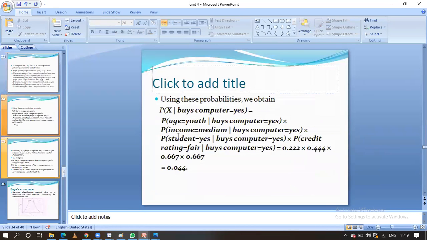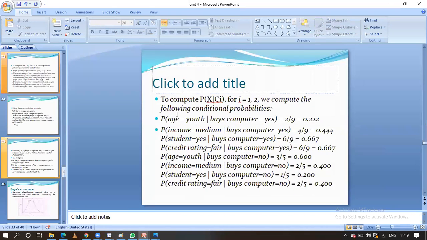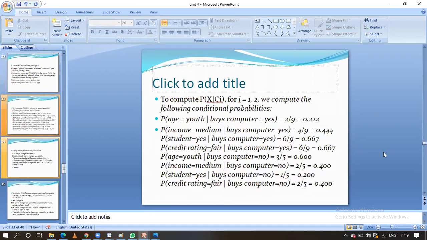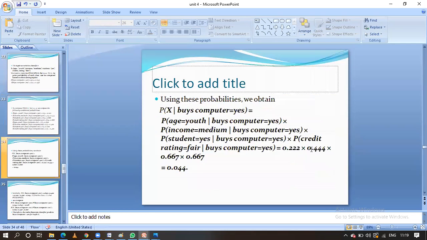For the Naive Bayes classifier, we need the probability of X given buys a computer equal to yes. That is, X means what is the input data? This is the input data, guys: age equal to youth, income equal to medium, student equal to yes, and credit card rating equal to fair. Finally we have to multiply all these individual values, that is 0.22, 0.44, 0.67 and 0.67. These are related to buys a computer equal to yes.